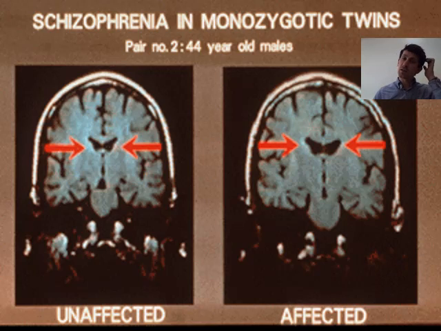If you have a look at this picture here, these are some of the results from this study. You can see in the unaffected twin a relatively small ventricle, and the largest ventricle in the schizophrenic twin. So you can clearly see the difference. It shows that brain structure must have an effect on the development of schizophrenia.